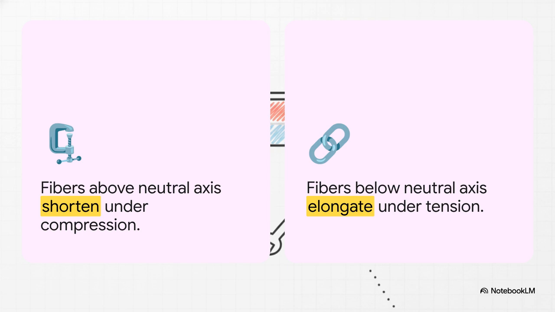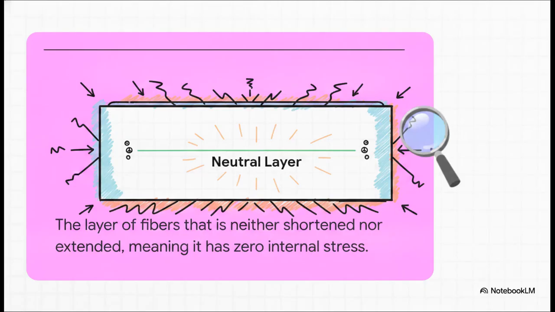So you've got crushing on top and tearing on the bottom, all happening at the exact same time inside a single piece of material. And this brilliantly illustrates one of the coolest aha moments in structural engineering. Think about it. If the top is getting shorter and the bottom is getting longer, common sense tells us there has to be a point right in the middle where it switches over, right? And there absolutely is.